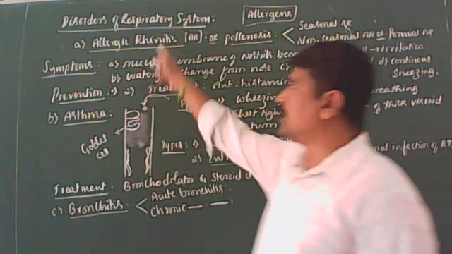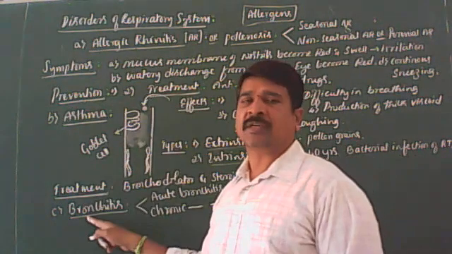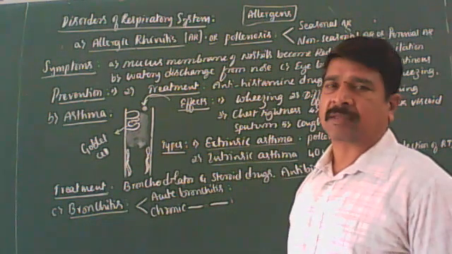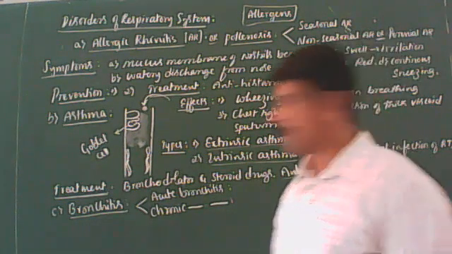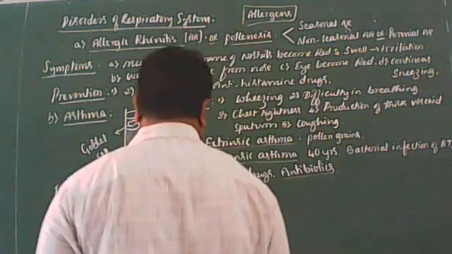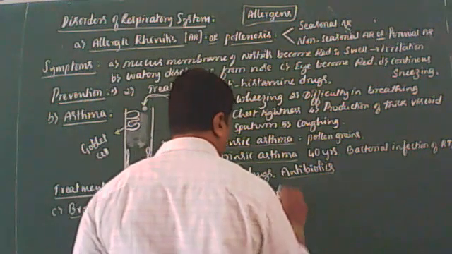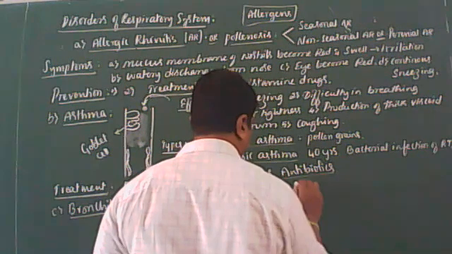Okay, see, these three are the allergic disorders of the respiratory tract: allergic rhinitis, asthma and bronchitis. Clear? Next. The fourth disease according to your NCERT book is emphysema.